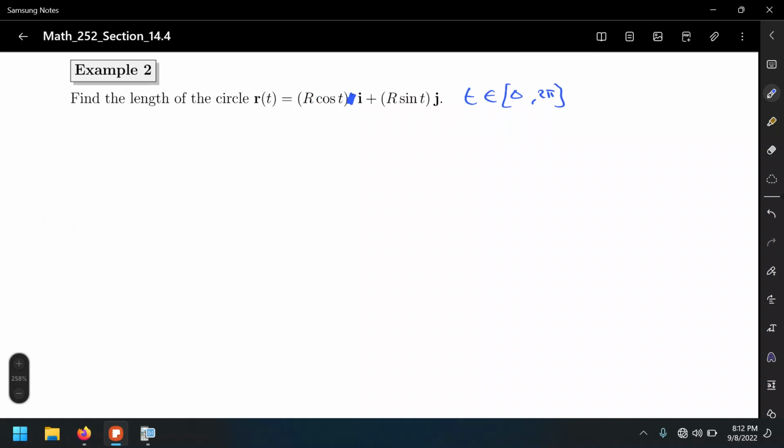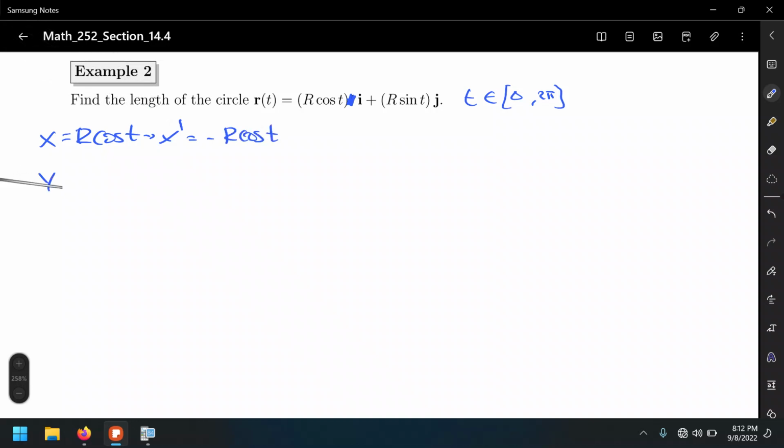So 0 to 2 pi, well, so the x component equals r cosine t, that means x prime equals negative r sine t. The y component, which is r sine t, that means y prime equals r cosine t. X prime being negative r sine, yes, negative r sine. Thank you.